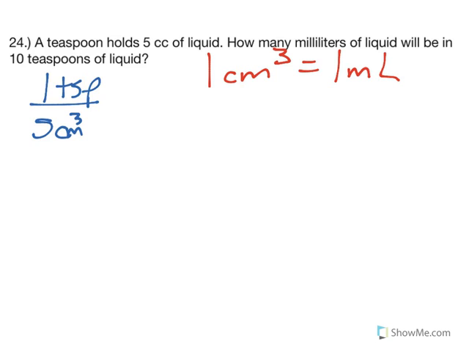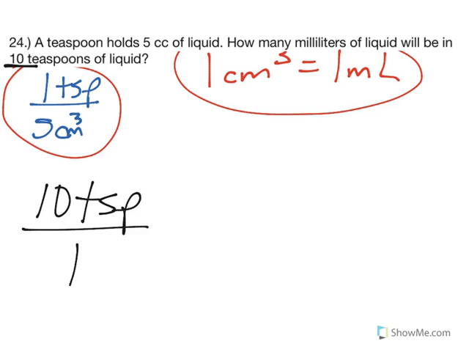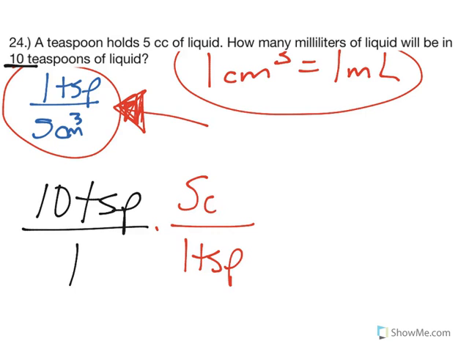So thinking about where we might need this unit, we might need this one. Now let's look at the problem and what does it ask for? Well, we start with 10 teaspoons. I've got 10 teaspoons of liquid. How many milliliters is that? Well, if I use this conversion that my red arrow is pointing to, I know teaspoon is going to go on the bottom and 5 cubic centimeters is going to go on the top.